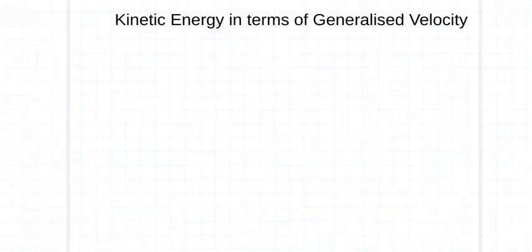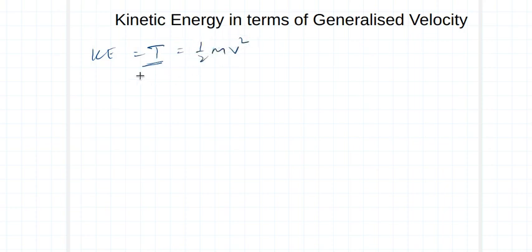So, in this lecture, I'm going to talk about a very short topic: kinetic energy. I want to express kinetic energy in terms of generalized velocity. As we know, kinetic energy is simply half mv squared, and it is generally represented by T in mechanics. Here m is the mass and v is the velocity of the particle. I want to express this kinetic energy in terms of generalized velocity.